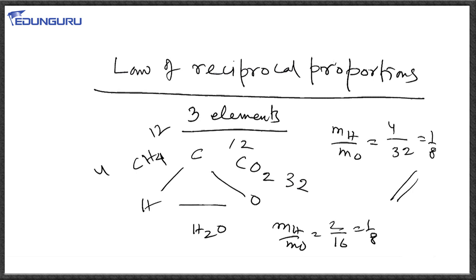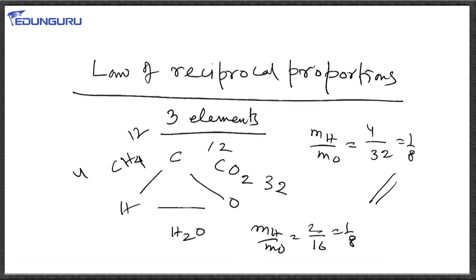So, I mean to say, when hydrogen and oxygen combine separately to give H2O, the mass ratio is 1 by 8, which is equal to the mass ratio of hydrogen and oxygen when they were making the compounds with 12 gram of carbon. So, 1 by 8 equal to 1 by 8.